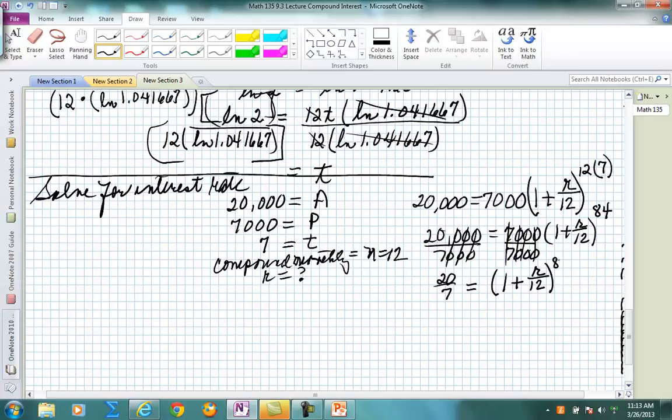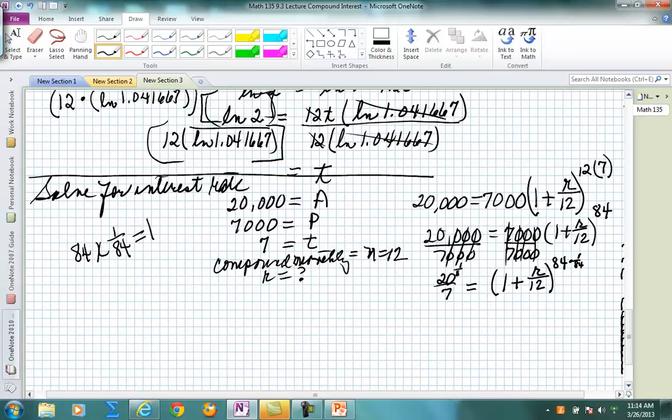So what we would do now is have this exponent be 1, and I would take 20 over 7 raised to the 1 over 84 power. Now, when you type that in your calculator, be sure that you have 20 over 7 in parentheses, and then hit raise to, and then be sure that you put 1 over 84 in parentheses as well. Now, that leaves us with 1 plus r over 12. So now that's going to make it easy to solve.